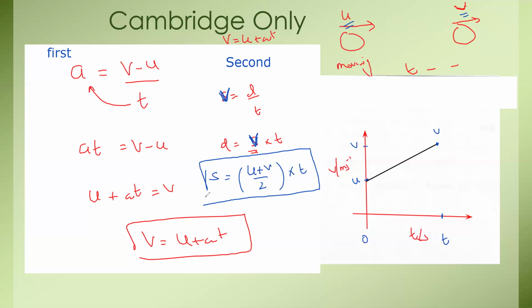So the distance covered is equal to average velocity multiplied by time. And how do we take an average of two numbers? You add them and divide by the total count. In this case, the sum is u plus v and the total number of quantities is 2. So (u plus v) divided by 2, multiplied by t. That is the second equation of motion.